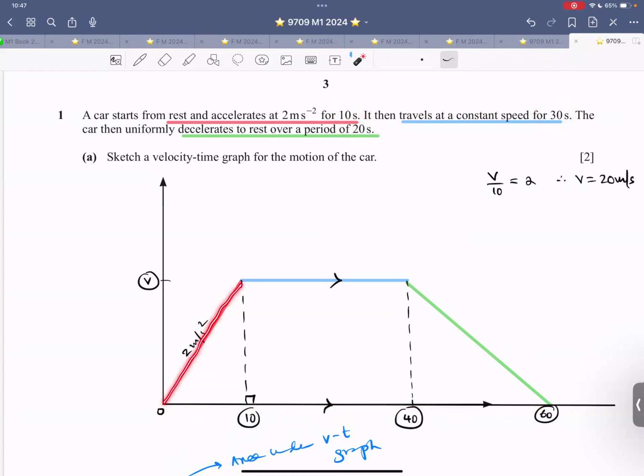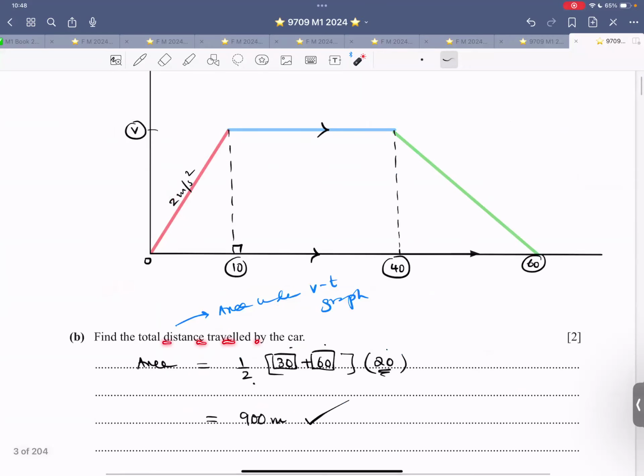The red line represents acceleration. This 2 meters per second square, that is the slope. This is a flat line, zero acceleration. This is a negative slope, negative acceleration, also known as deceleration or retardation. Now, what we can do is that change in velocity over change in time is acceleration. Slope of this line is acceleration. V over 10 is 2. V comes out to be 20. So also label this thing as 20.